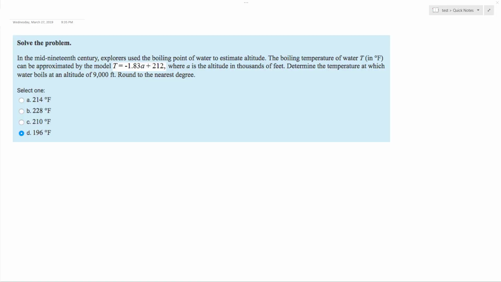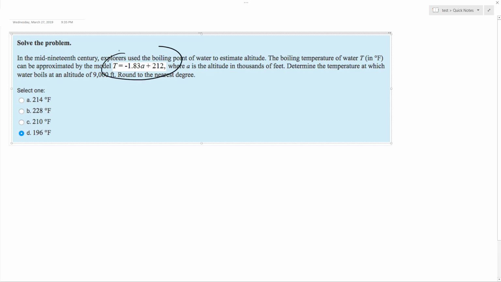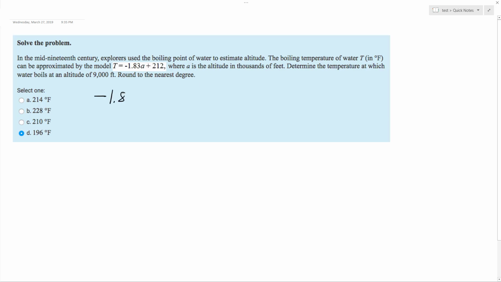So we currently have a problem here for calculating the boiling point of water at a certain altitude. And we want to use the following equation right here in order to determine what the boiling point is at 9,000 feet. Of course, I've got the answer, but I'll show you how to solve it really quick. So substituting in for A, what we multiply is 1.83 times 9,000 feet.